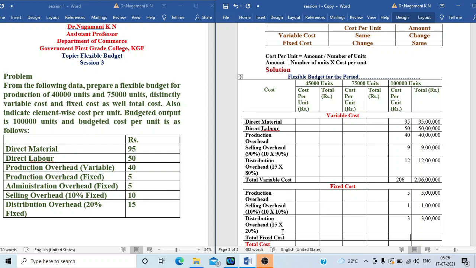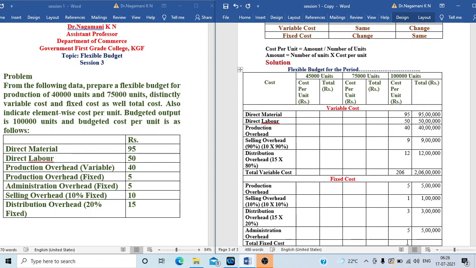And one more thing, here, see, administration overhead fixed cost is there, that we have not entered. I am entering now. Administration overhead fixed 5 is there, that also we need to enter 5 into 1 lakh, 5 lakh.